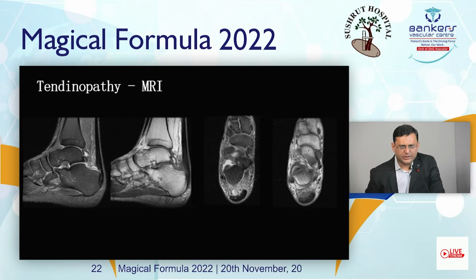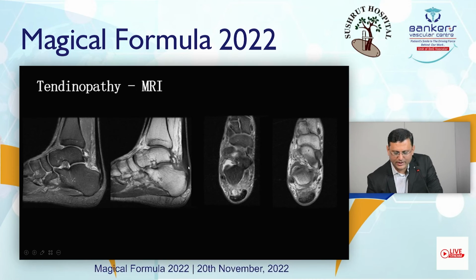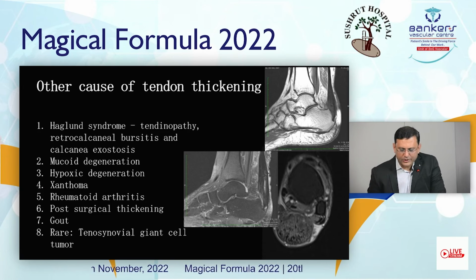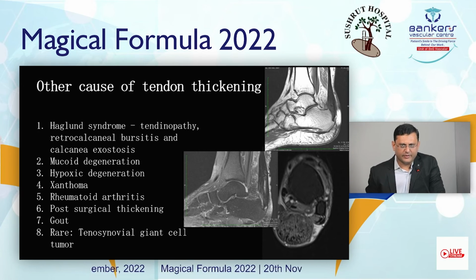MR again shows the same picture. There is an enlarged tendon in the distal part. You can see areas of hyperintensity on the fat suppressed T2 weighted or proton density images, and adjacent edematous changes in Kager's fat pad also. So both modalities can give us excellent details of Achilles tendon abnormalities.